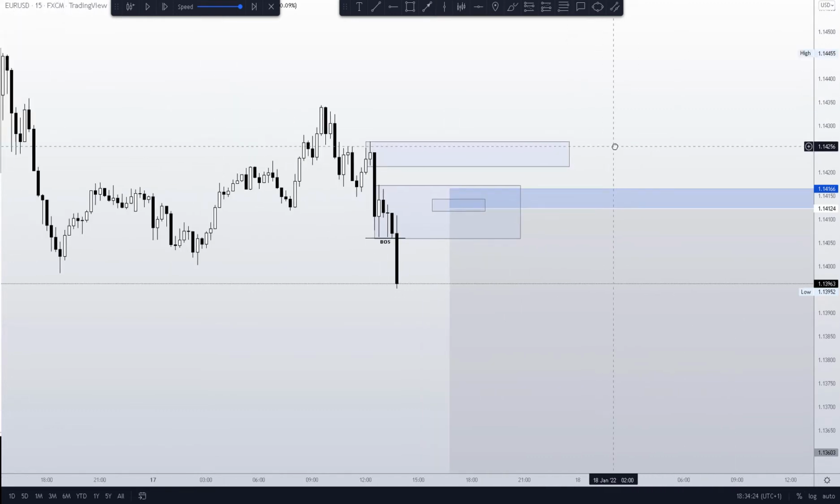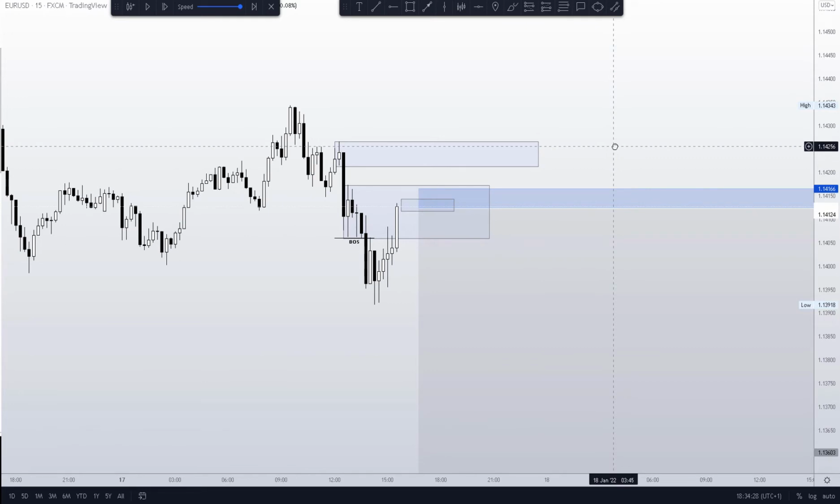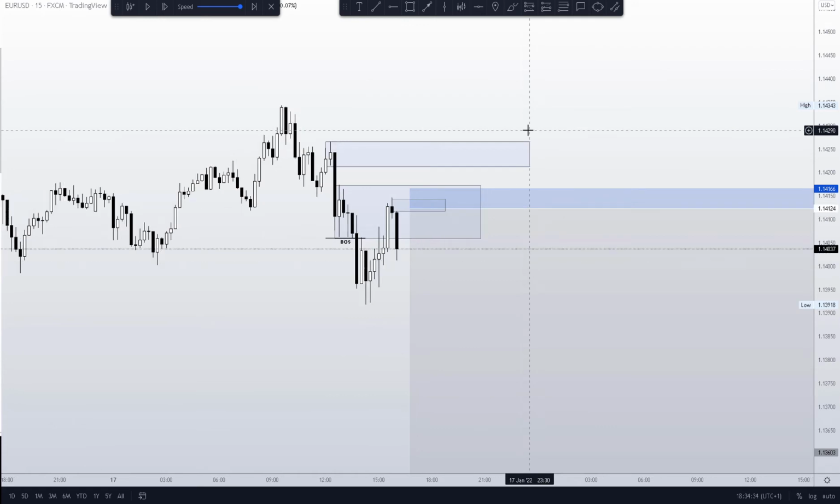We are on the 15-minute chart and let's play the replay button and let's see what happens. We see that we are coming back to this exact area and we are waiting to see a reaction. As you can see, we saw a reaction from here. Price reacted to this order block right here.